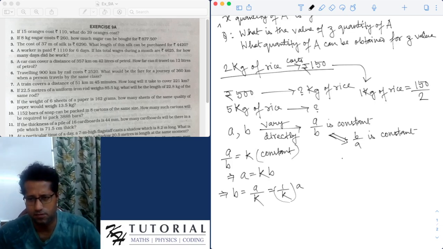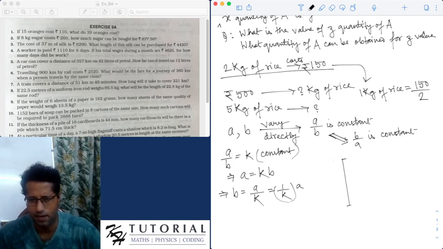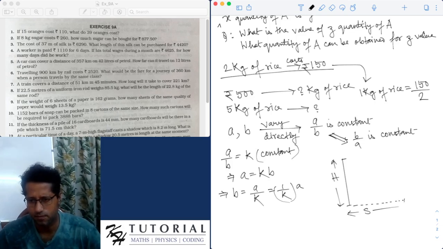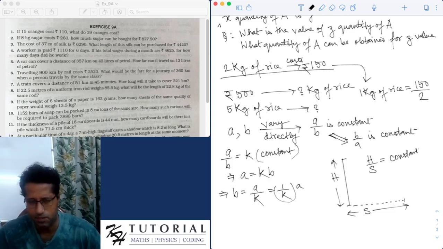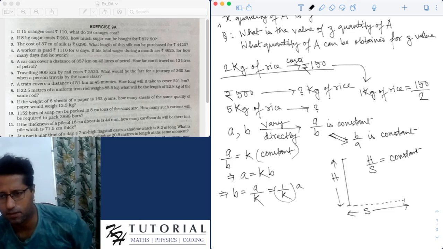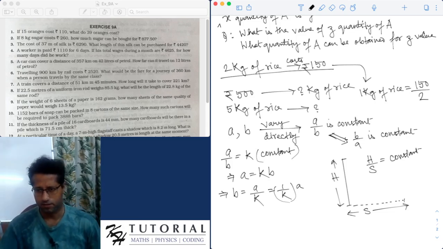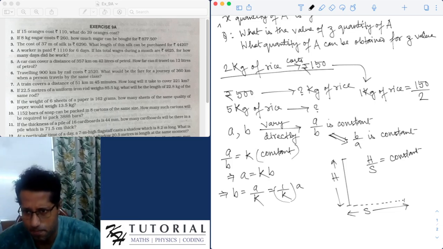So let's say this is an object. If its height is h and it's casting a shadow, and if the length of the shadow is s, then h by s or s by h, whatever you may say, both are right, is constant. This is constant at a particular time in the day, and this is constant for any object.